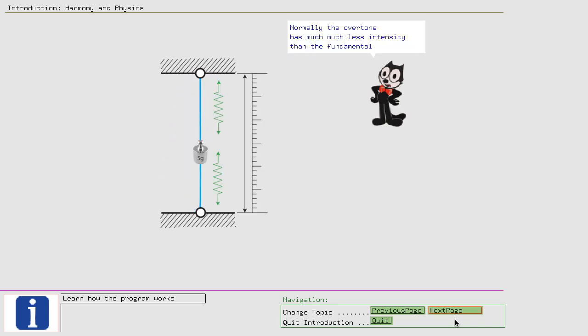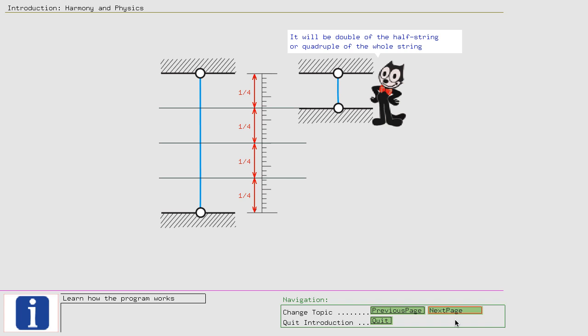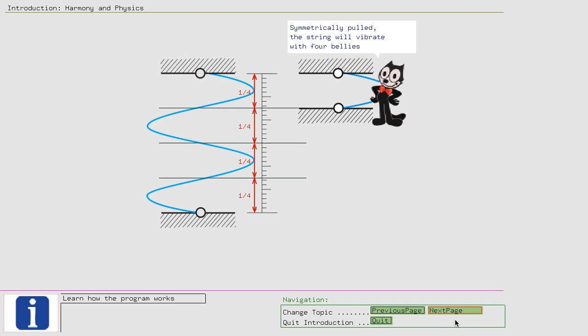Normally, the overtone has much less intensity than the fundamental. For example, a guitar string can be pulled anywhere, and you will still recognize the fundamental pitch. The tendency to swing in the natural frequency is very strong. If we have the half string again, we can already tell the frequency of the swinging. It will be double of the half string or quadruple of the whole string. Symmetrically pulled, the string will vibrate with 4 bellies.